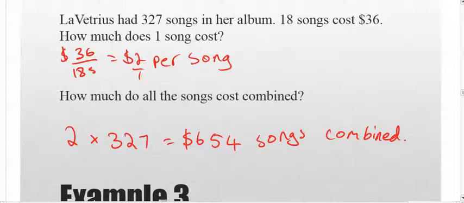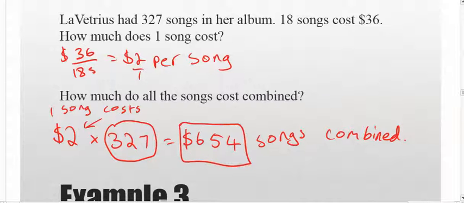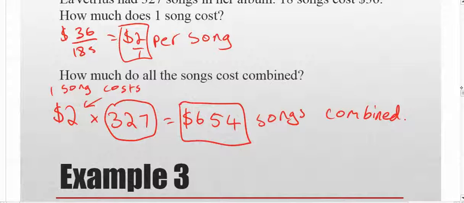And I did 2 times 327 because one song costs $2. Right? So because that is the unit rate, you multiply that by the amount of songs, which is 327, and then you get the answer, which is 654. So in this one you have 2 answers, which is $2 for the unit rate and $654 for all the songs combined.